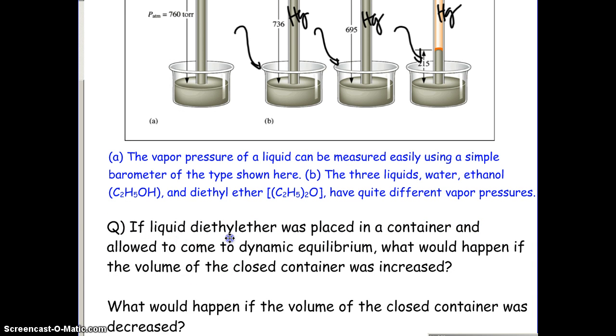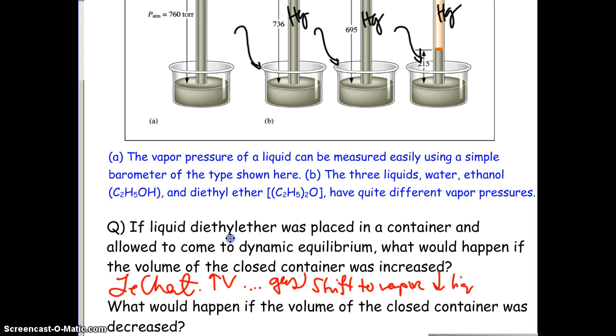If the liquid diethyl ether was placed in a container and allowed to come to dynamic equilibrium, what would happen if the volume of the closed container was increased? So remember, vapor pressure is measured at equilibrium. So if you change conditions at equilibrium, you're implementing Le Chatelier's principle. So this is also a review question. Le Chat says, whenever the volume of the container is increased, you're going to go to the side with more gas. So you're going to shift to the vapor state and decrease the amount of liquid present in the solution.